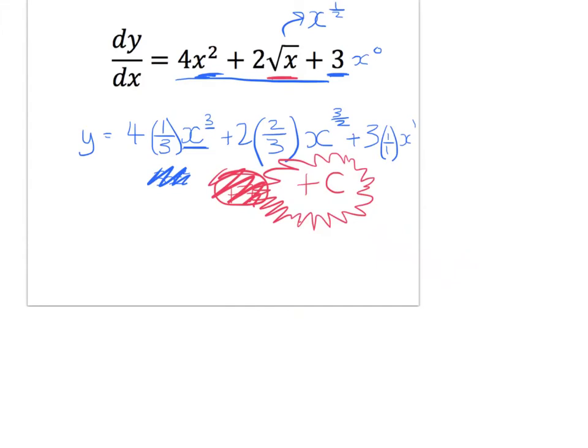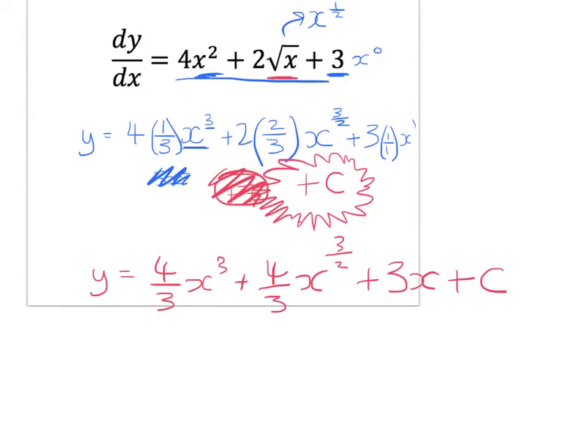Okay, and now we'll just tidy that up to write our final answer. We've got y equals 4 over 3 x cubed plus 4 over 3 x to the 3 over 2 plus 3x plus c. And that's our final answer.